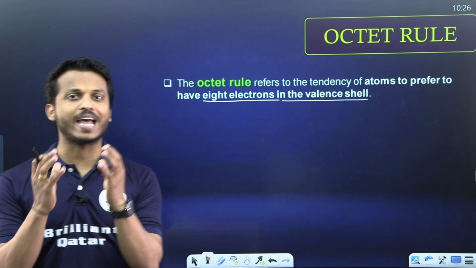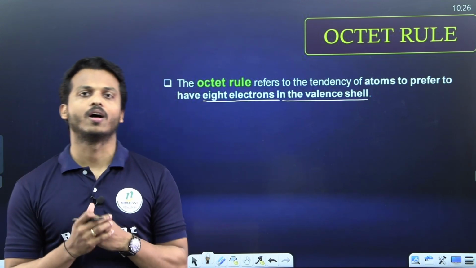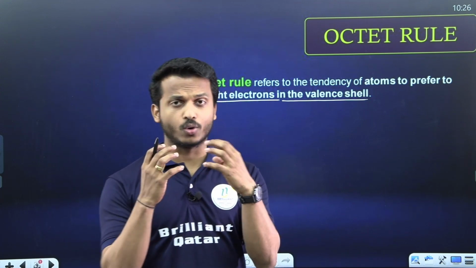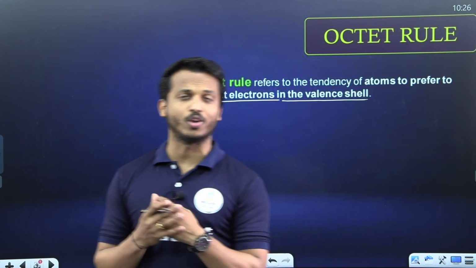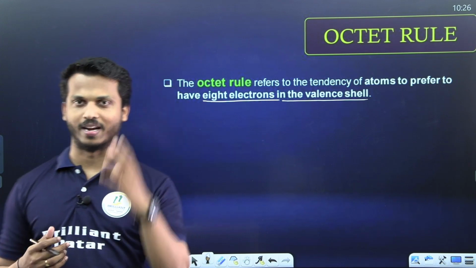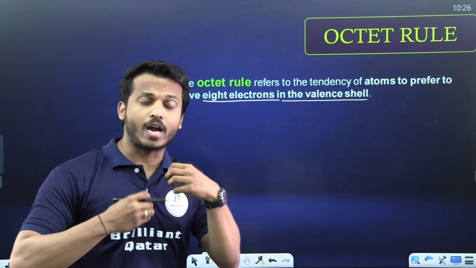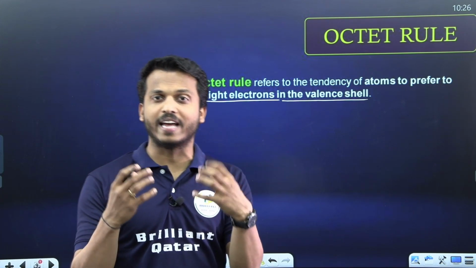Lewis and Kossel gave this idea, the octet rule and the Lewis dot structure. You may have studied the basics in the 10th grade, right? So every atom tries to prefer 8 electrons in its valence shell.